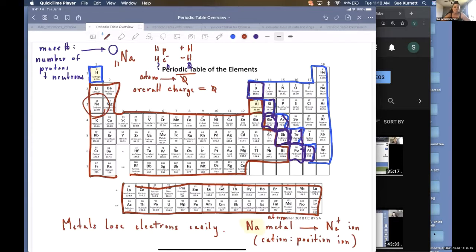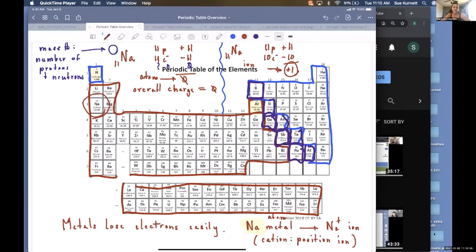But sodium isn't stable like that. Sodium is stable when it has 10 electrons. So if sodium, with its 11 protons, can lose 1 electron and only have 10 electrons, the overall charge is going to be +1. And we call that an ion. So a charged atom is an ion.